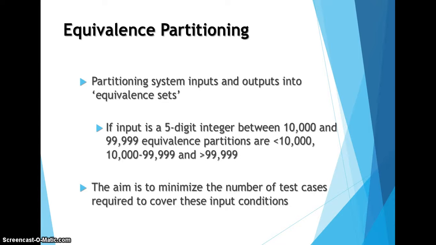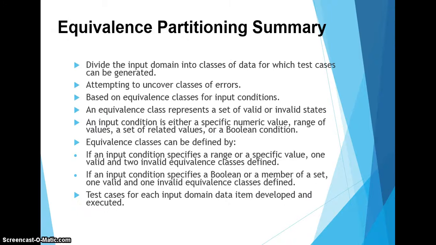Partitioning system inputs and outputs into equivalent sets. So you partition the previous example into less than 10,000, 10,000 to 15,000, and more than 15,000. The aim of this is to minimize the number of test cases to cover the input conditions you're talking of. If you try and cover, say, everything from 0 to 15,000, it's going to be too exhaustive and you won't have that much time.